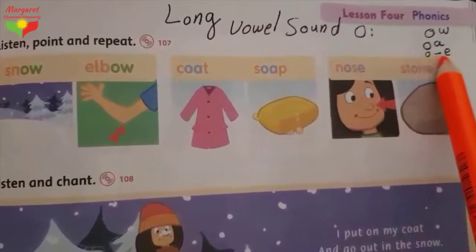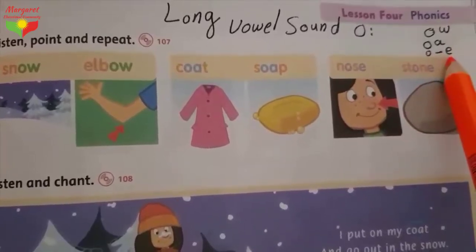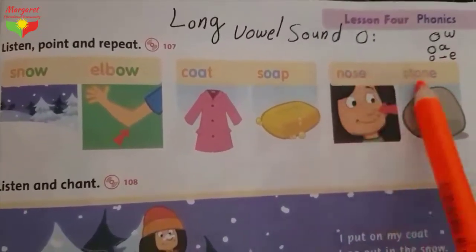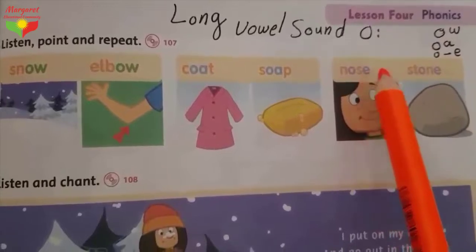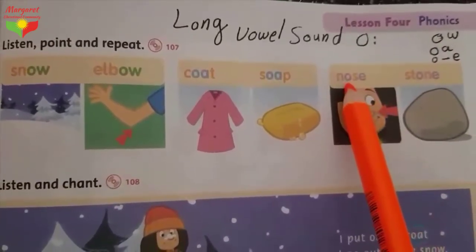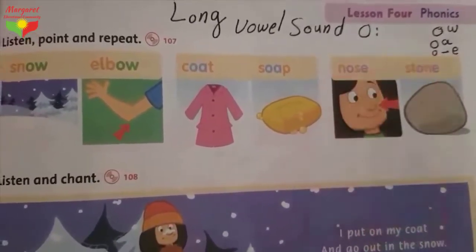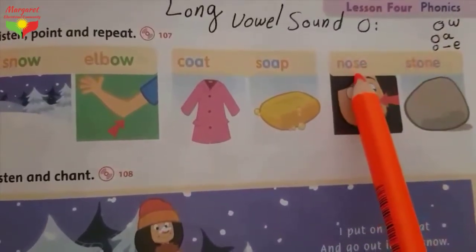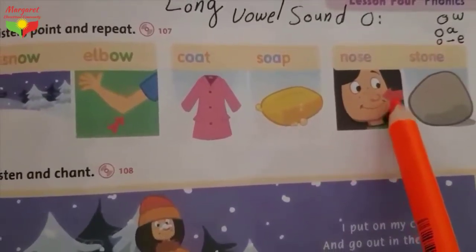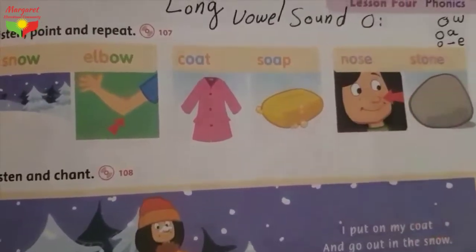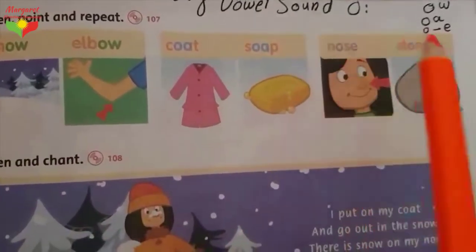And another pattern, which is the last pattern, when we have O, and after that one of the consonant sounds, then we have magic E at the end. So, these two words, you can find them with O, and they end with magic E. So at this time, this O will be the long vowel sound O. So you have to read these words in this way. It will be nose, stone. Okay? Nose, stone. Another example for this pattern, like bone. Okay? Bone. So let me read the words again. Snow, elbow, coat, soap, nose, and stone.